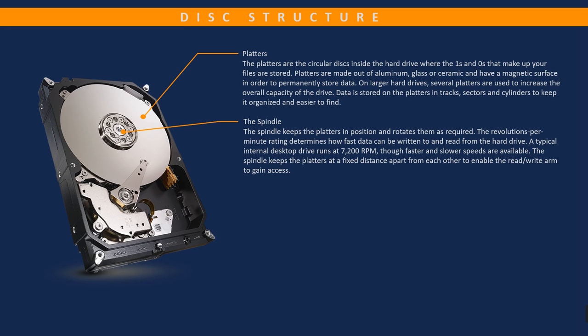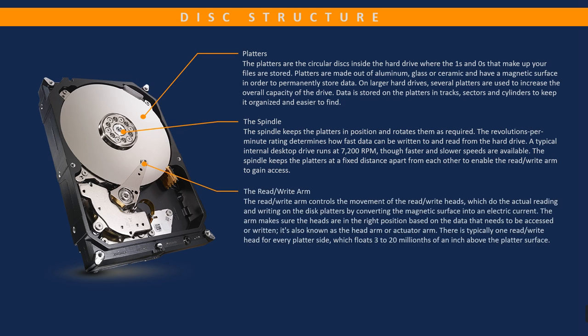The spindle keeps the platters at a fixed distance apart from each other to enable the read-write arm to gain access. So this is one of the delicate parts that the engineers really have to compute. Of course they can run it faster, but the faster they run the spindle, the less accurate they'll be able to read the data. So they have to balance speed and accuracy, because this is a mechanical device, not an electrical device.